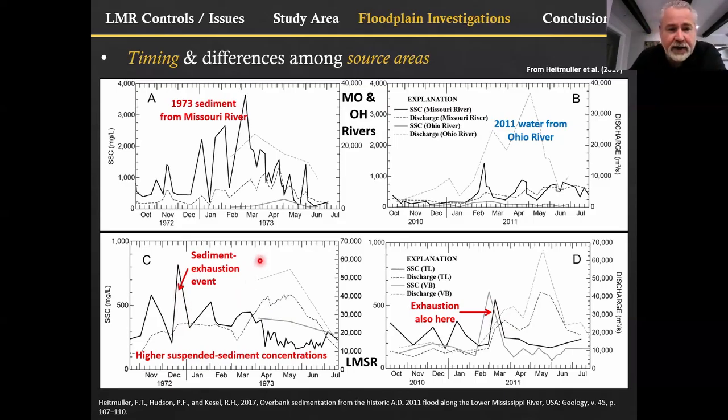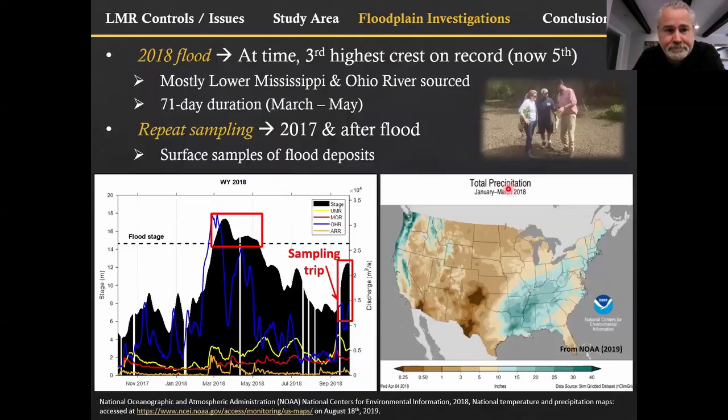So really what we're seeing here is a contribution of the source area of the watershed. When the Missouri River was more actively contributing to the '73 flood, that helped to explain greater thicknesses of sediment in the lower Mississippi River floodplain during that flood, compared to the much lower concentrations in 2011.